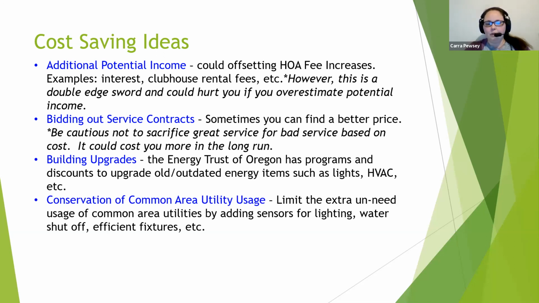Upgrading the building. So Energy Trust of Oregon, I actually just did a project with them for updating exterior lights for an association. And I think the total cost of the project was like $50,000. And they got somewhere around 14 or 15,000 from Energy Trust. So there is some money available from Energy Trust.